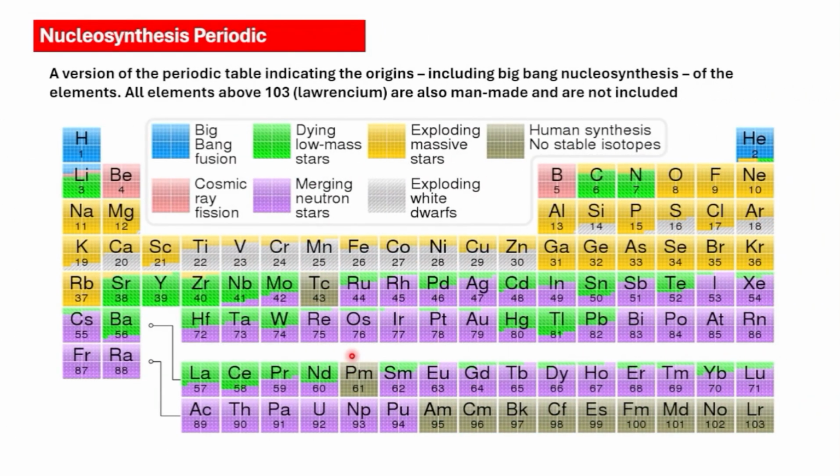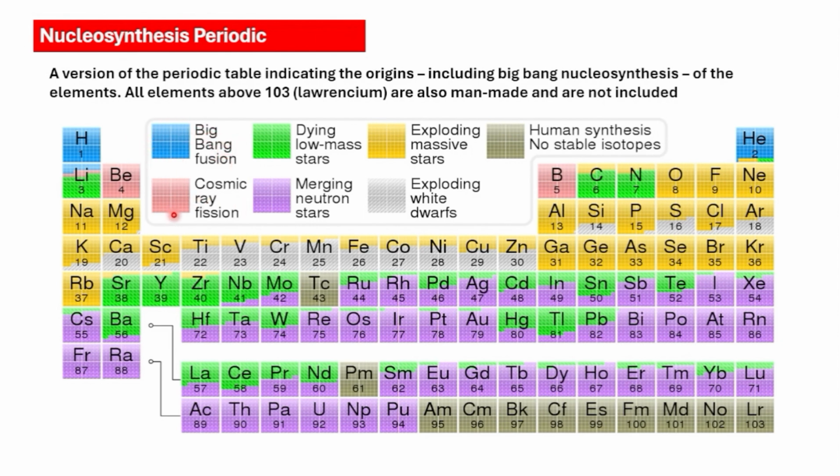Next we have this nucleosynthesis periodic table. It is a version of the periodic table indicating the origins, including Big Bang nucleosynthesis, of the elements. All elements above 103 are man-made and are not included. So this periodic table tells how these atoms originated. You can see hydrogen and helium are mostly from Big Bang fusion. So if you see this color, that tells it is coming from Big Bang fusion.